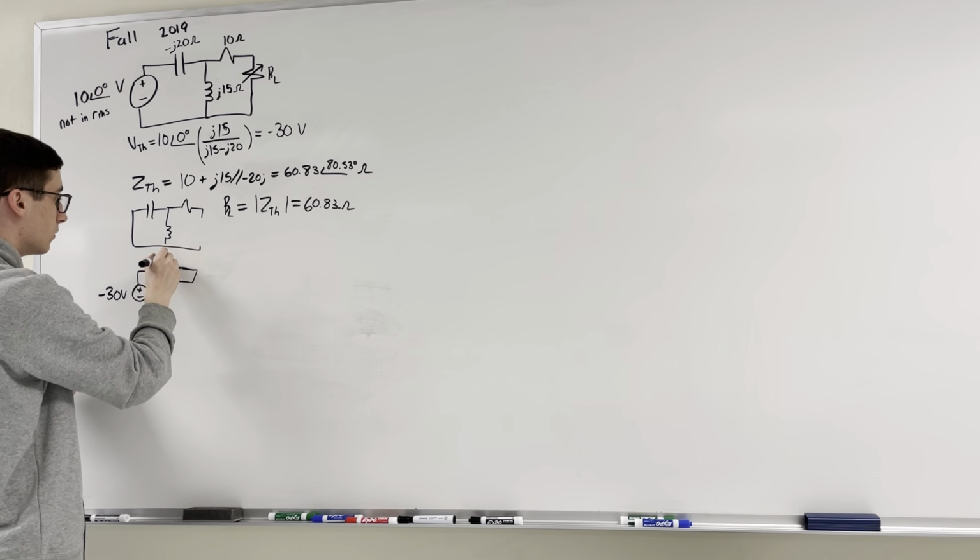So the current is simply going to be equal to, using Ohm's law, negative 30 over 60.83 plus 60.83 at 80.53 degrees, which is equal to 0.32 with a phase angle of 139.7 degrees. So now we have everything we need in order to find Pmax.